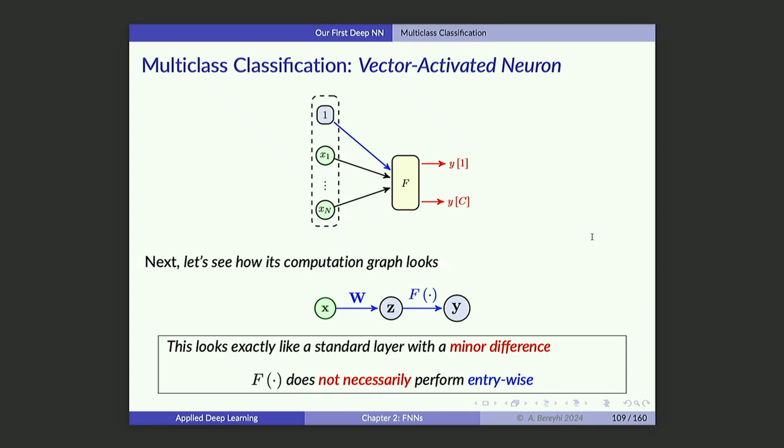So you have your X getting passed. If I want to just draw the computation graph, I have my X. I pass it through some W, which is a linear transform, and then I get Z, and then I simply activate it in a vectorized form. Clear? Any questions?